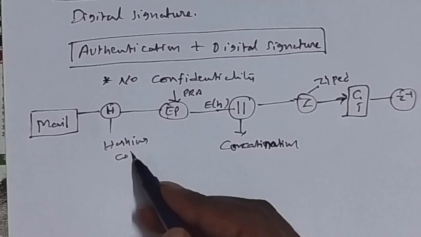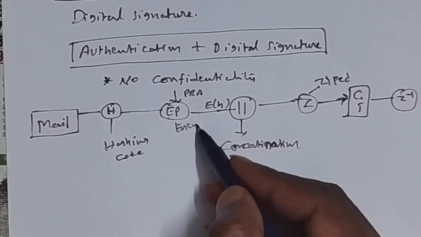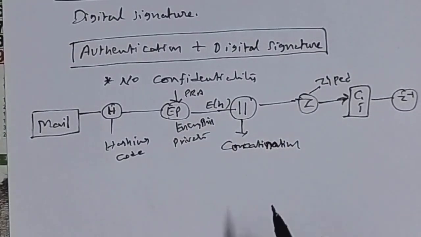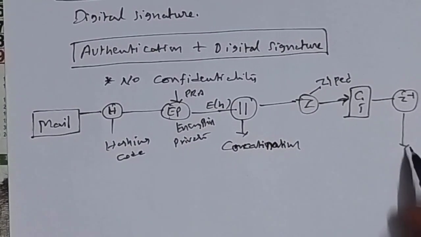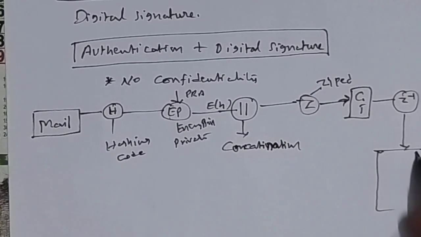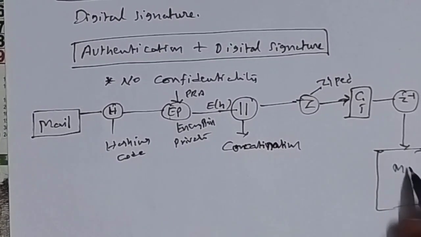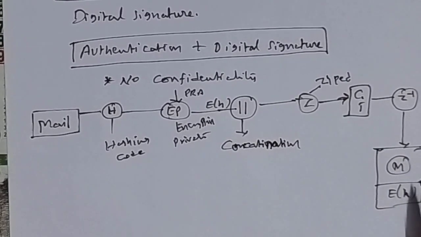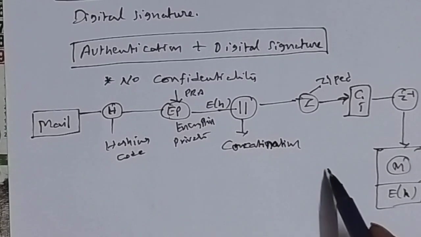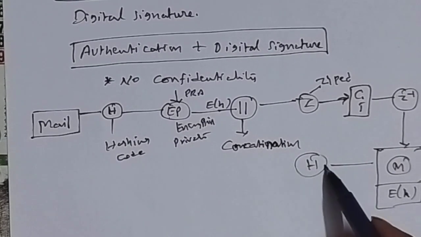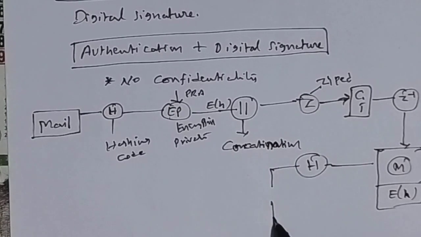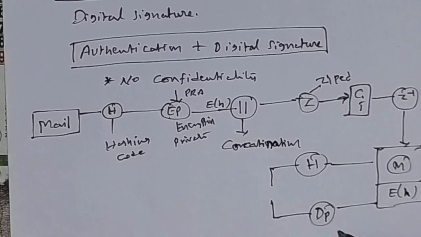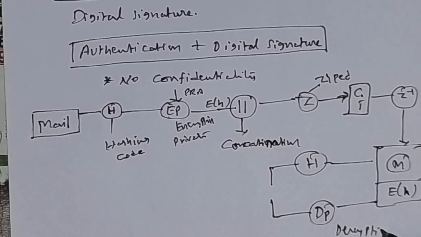Hashing code. It is encryption with private key. Again this zip code goes for the message, that is called encryption of the encrypted message. Again we are applying the hash code. Then we have one hash code here, and that will be compared here. Again decryption with public key, and it is also decryption with private.